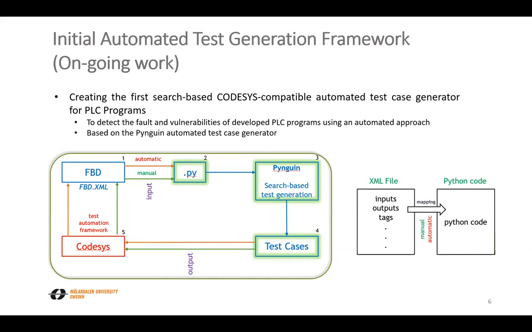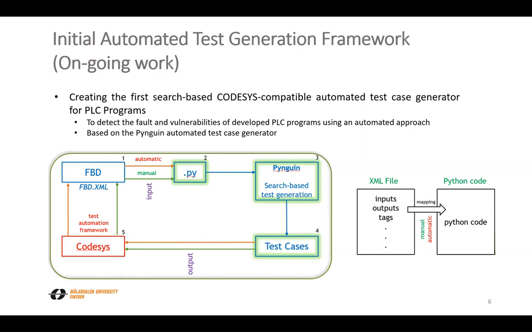But the FPD programs can be exported as an XML file. And we have to actually analyze the different parts of an XML file to be able to efficiently convert them to Python code. For example, in an XML file, we have different sections like the inputs and their values, outputs, tags, and other information.